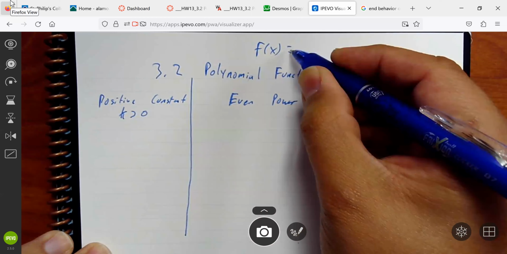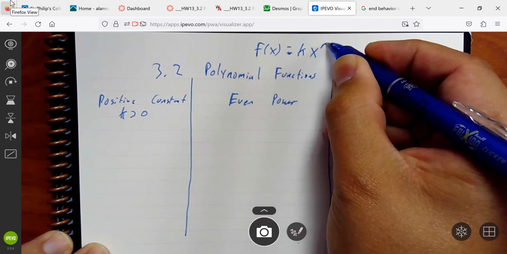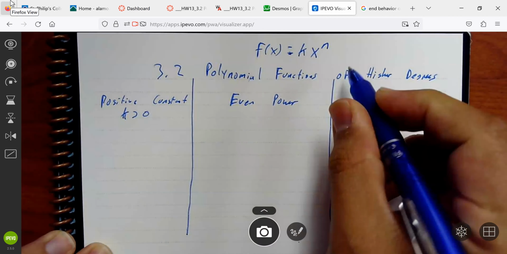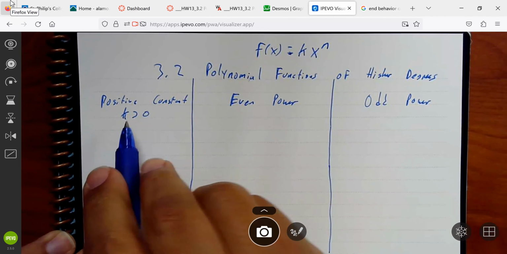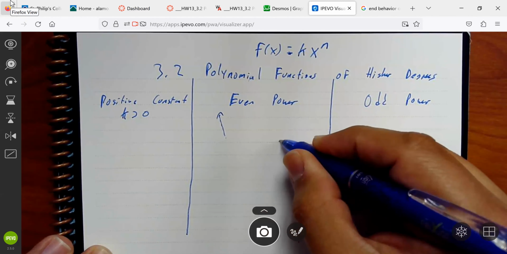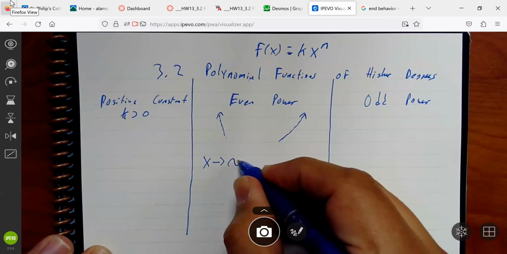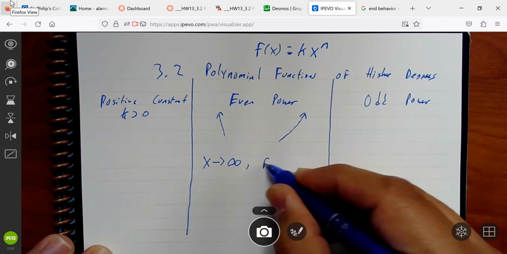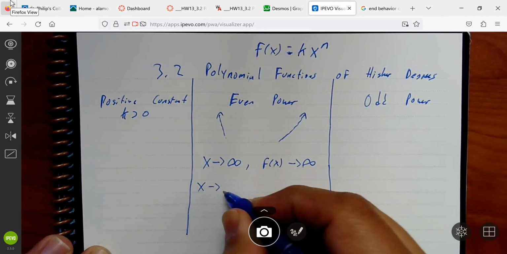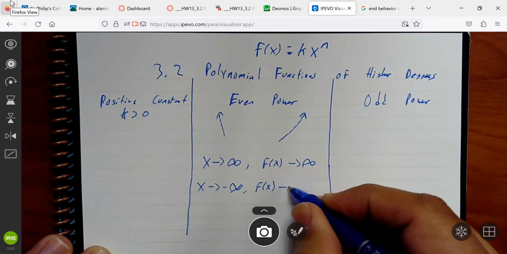F of x is equal to K times x to the n. If n is even, the power, and k is positive, then it'll have this kind of end behavior. Which means that as x goes to infinity, so do the y values. The f of x function goes to infinity. If x goes to negative infinity, then the function goes to negative infinity.